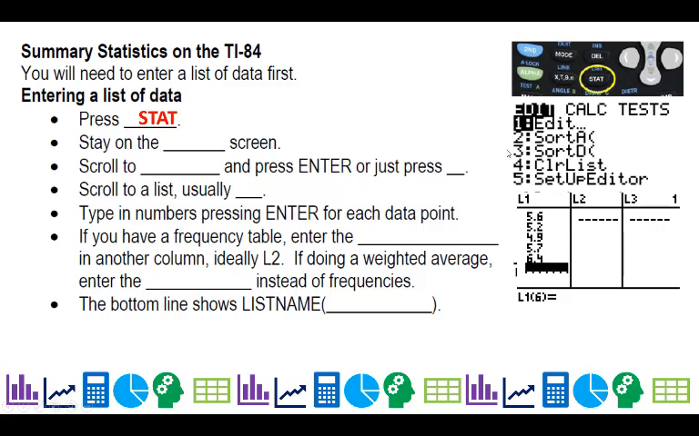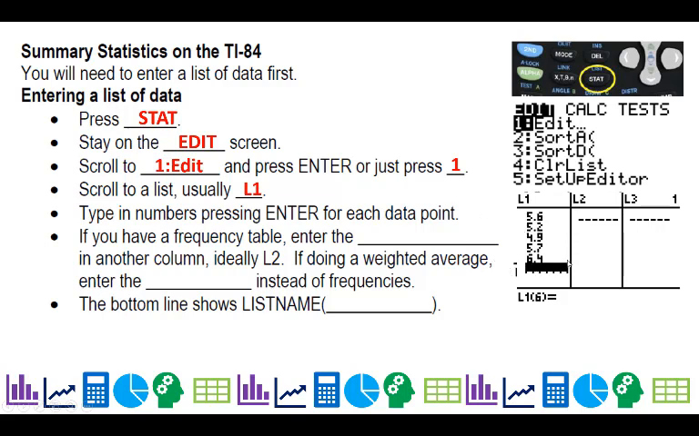Then stay on this edit screen and scroll to 1 Edit and press Enter, or just press 1 because that's the item number there. Then you're going to scroll. Now you'll see this screen, and this will usually be blank. And typically you're going to go to list 1 and put your data in there. Type in the numbers, pressing Enter after each data point.